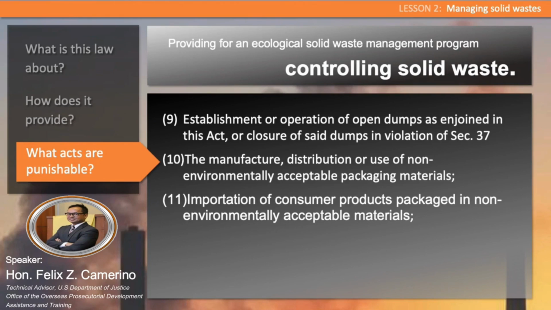let's say you're surveilling someone you suspect is a manufacturer, a distributor of, let's say, candy, and he or she obviously uses packaging materials for the candy that he manufactures and distributes. The question then, in order for you to conclude that he is committing a crime in violation of this provision, is: his packaging materials, are they environmentally acceptable? How do you know if it's environmentally acceptable, right? So you have to look into that.